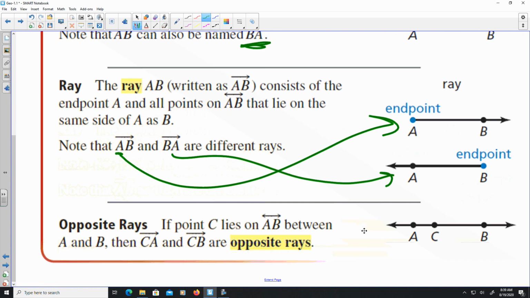The last concept charted here talks about opposite rays. It's looking at point C. Point C lies between line AB, which means that ray CA and ray CB are considered to be opposite rays.